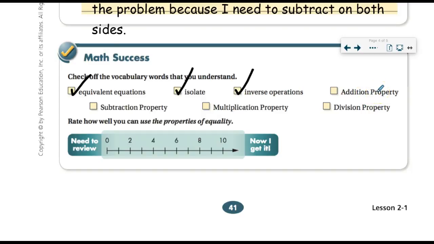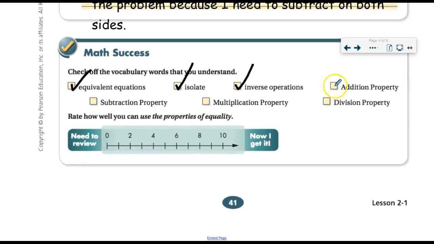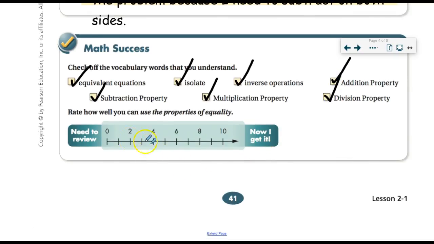Addition property depends. Like we talked about the property of equality, meaning I add the opposite to get 0. Subtraction property, I subtract the opposite to get 0. Multiplication property, I multiply the opposite to get 1. And division property, I divide the opposite to get 1. Please rate yourself.